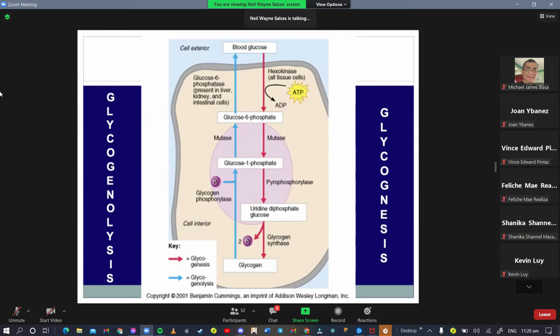Okay. Can I annotate? Glycogenolysis starts with glycogen here at the bottom. In the structure of glycogen, the chains are branched out. Let me draw something, like circles. So they are branch chains, right?